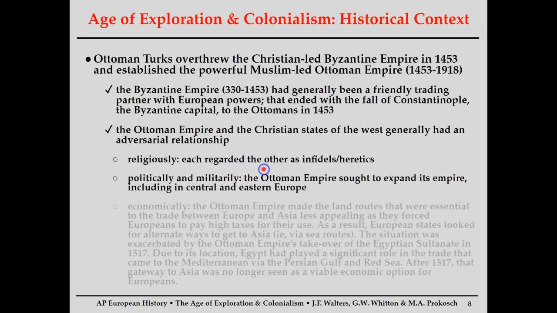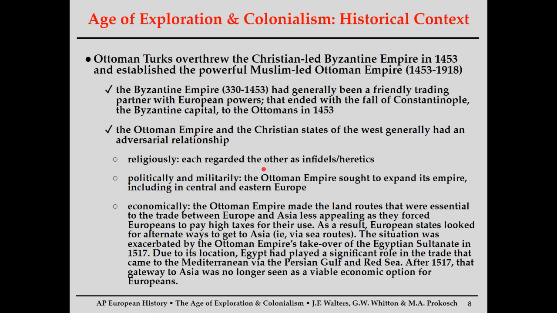Okay, more context. So we can't talk about any of this without 1453. I think 1453 is important. It's just the beginning of our course. Our course officially begins in 1450, by the way. And the Byzantine Empire collapses. It was overthrown by the Ottoman Turks. They take over Constantinople, they rename it Istanbul, and this is really important.